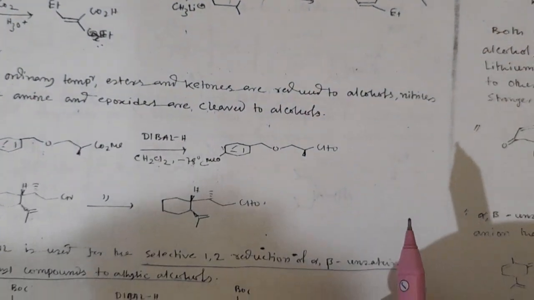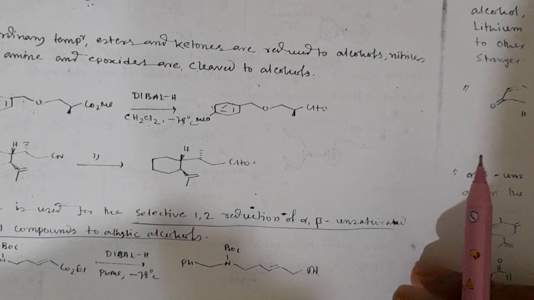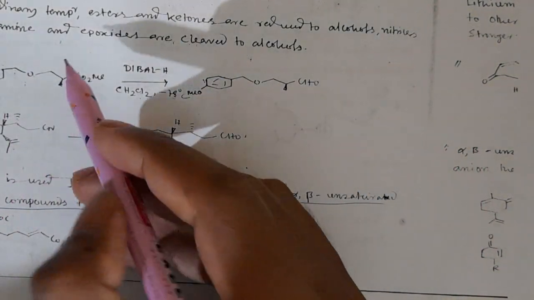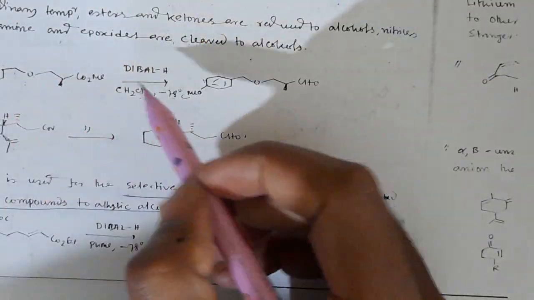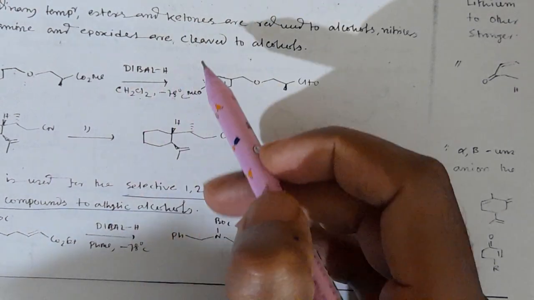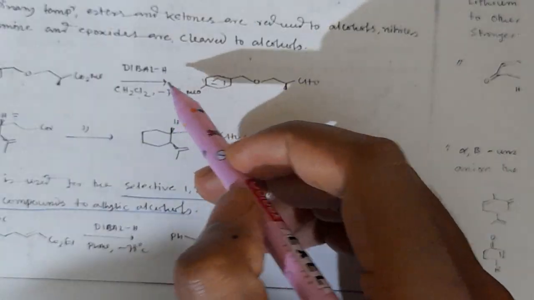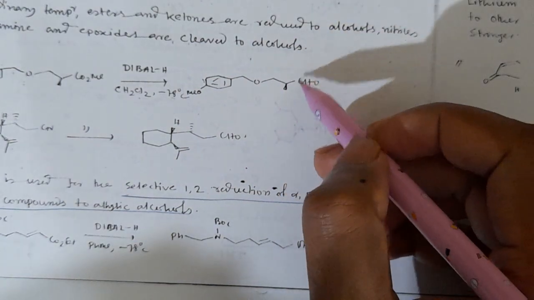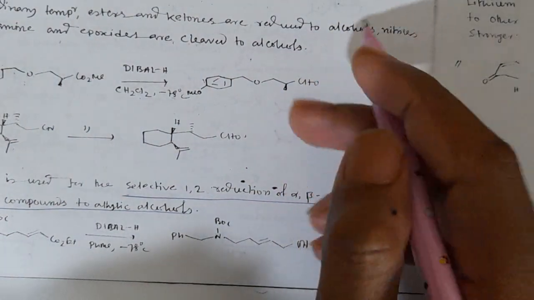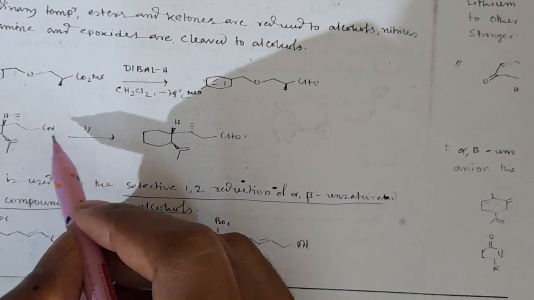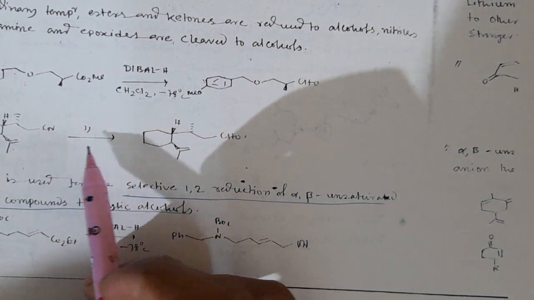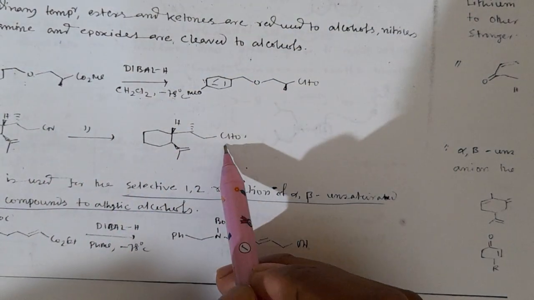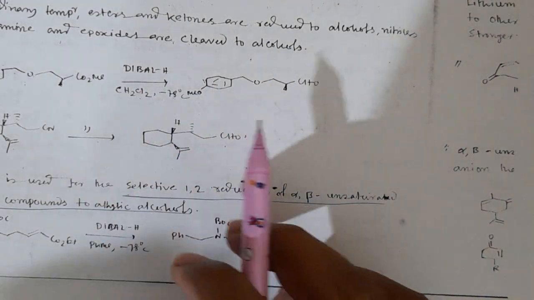So next example, as you can see here, if you take this substrate, it contains an ester group, an O methoxy group, and an ether group is also there. Therefore if you do the reaction in presence of DIBAL and dichloromethane, it gives this aldehyde product. Now further, if you take a cyanide compound, that cyanide is converted into aldehyde in presence of DIBAL.